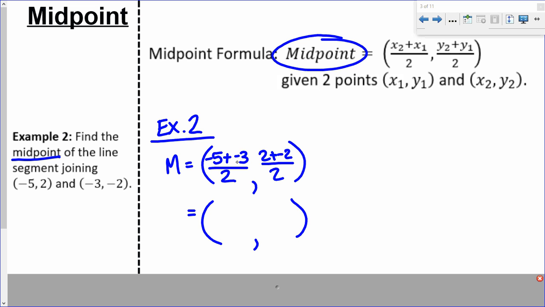Well, that gives me -8 over 2 and 0 over 2. So then -8 divided by 2 is -4, and 0 divided by 2 is 0. So the midpoint is located at -4, 0.